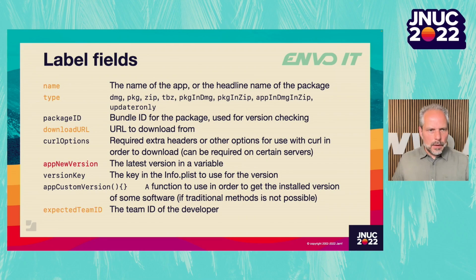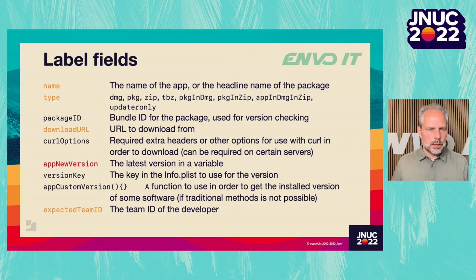In a label, we have certain variables, or certain fields, you could say. So we need a name in our label, and this is the name of the app, and we will use this to search for this app which is installed on the system of the user. So we need a real name here for this type.